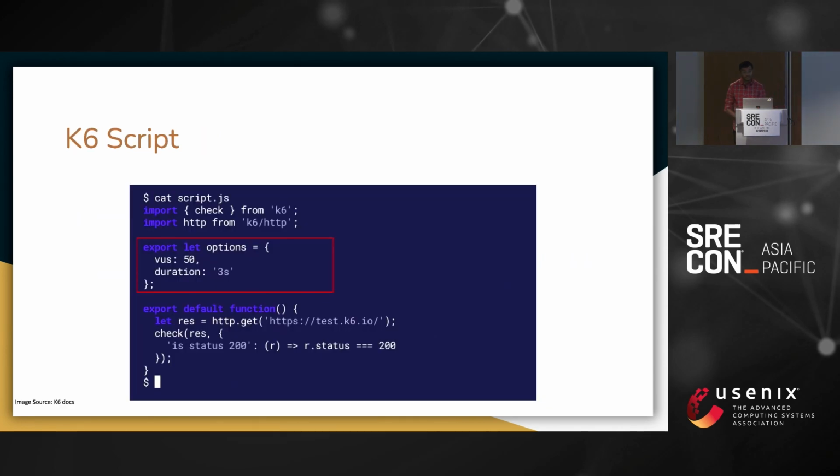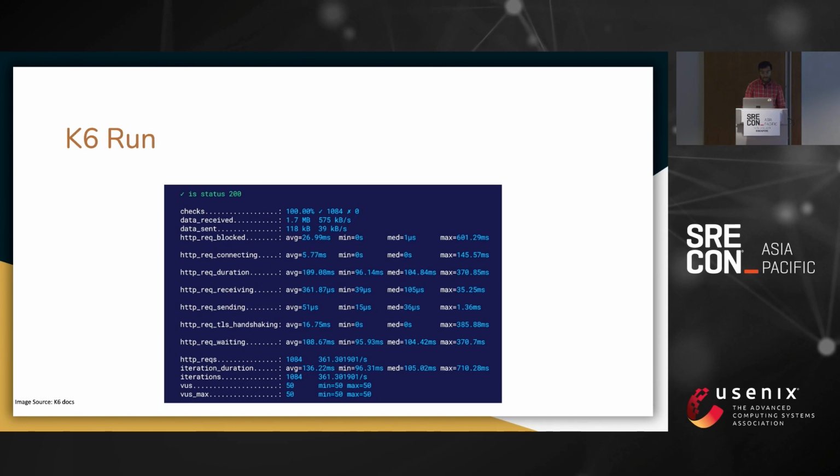So this is how a general K6 script looks. Over here we have defined that there are 50 virtual users and the duration will be 3 seconds, and we will hit this API, test.k6.io. And this is how the output of a K6 run looks. It will provide us with all the metrics that we want, like HTTP request duration, error rate, and so on.